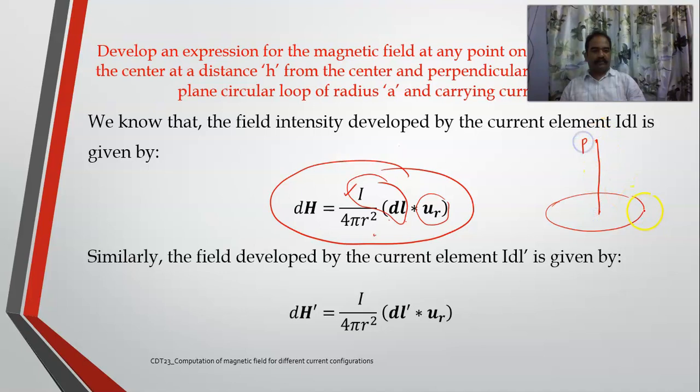This is my point P, and this is my Idl, and this is my a. I'll take that this is the distance between the differential current element which I'm considering and the point which I'm considering. This is r, and this is theta. So what I will do now is my expression now.